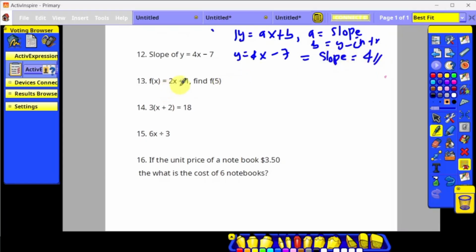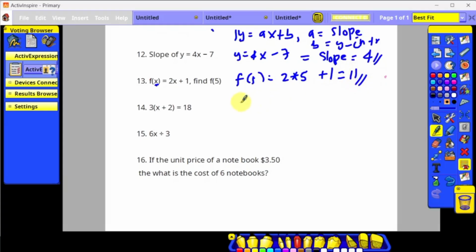Then the second question says f of x is equal to 2x plus 1. Then find f of 5. So f of x is a function, a rule. What the rule says: you take some x right here, multiply it by 2, then add 1. So in the case of f of 5, you take 5 and multiply it by 2, times 5, plus 1. So this is 11. The answer is 11.